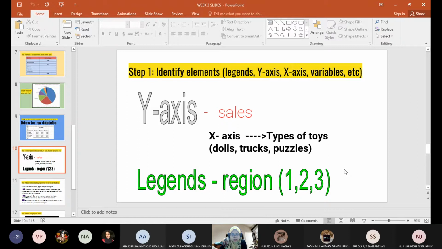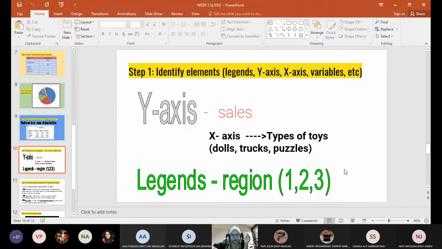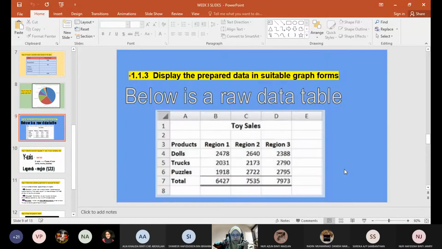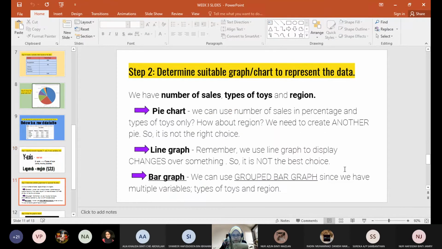Number 1, the y-axis. What is the y-axis? Dia punya value for y-axis tu, kita boleh letak total sales, number of sales. And then the x-axis, types of toys. The types of toys, they have 3: dolls, trucks and puzzles. And then the legends. The legends here indicate region: Region 1, Region 2 and Region 3. So we have 3 items here: y-axis, x-axis and also the legends.